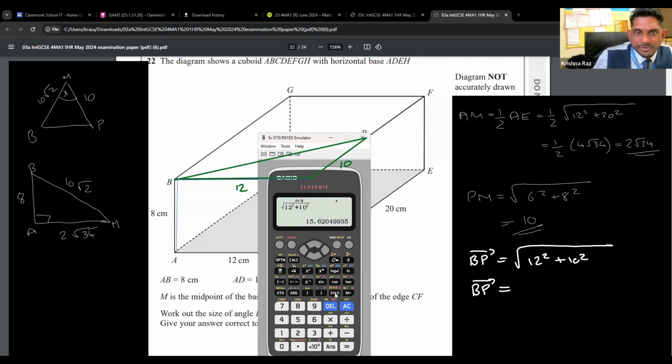Now we could decimalize it, but I don't want to get rounding error. But if you prefer decimals, put 15.62. Not my style. I'm going to put 2 root 61. There, 2 root 61. So now we're in a position to solve the question.